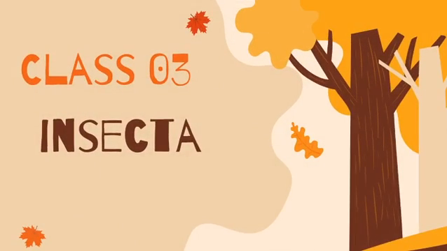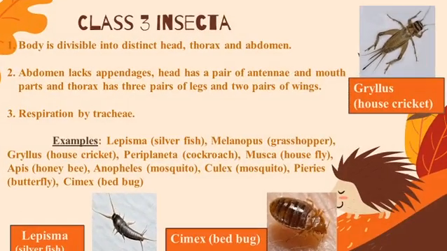Class 3, Insecta. We know it very well. Insecta means insects. The body is divisible into distinct head, thorax and abdomen. Yes, we can divide the body structure into three major parts: head, thorax and abdomen.